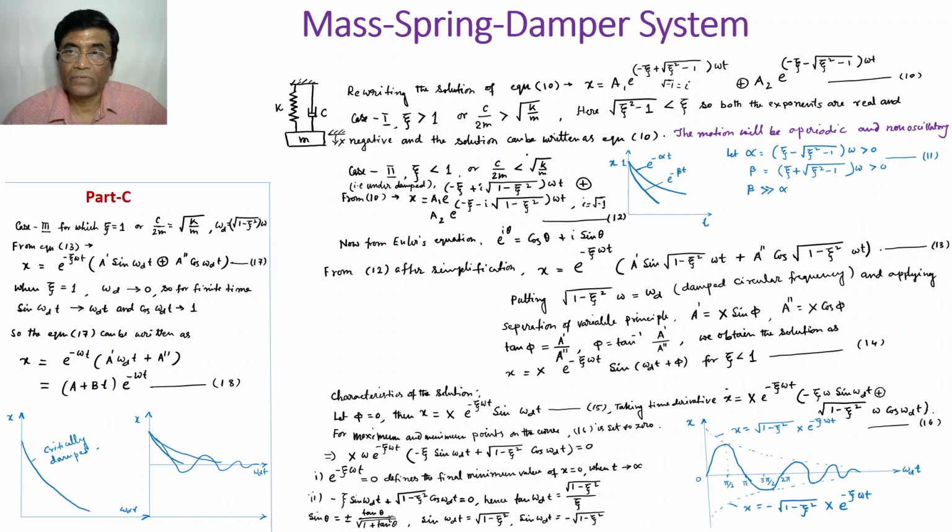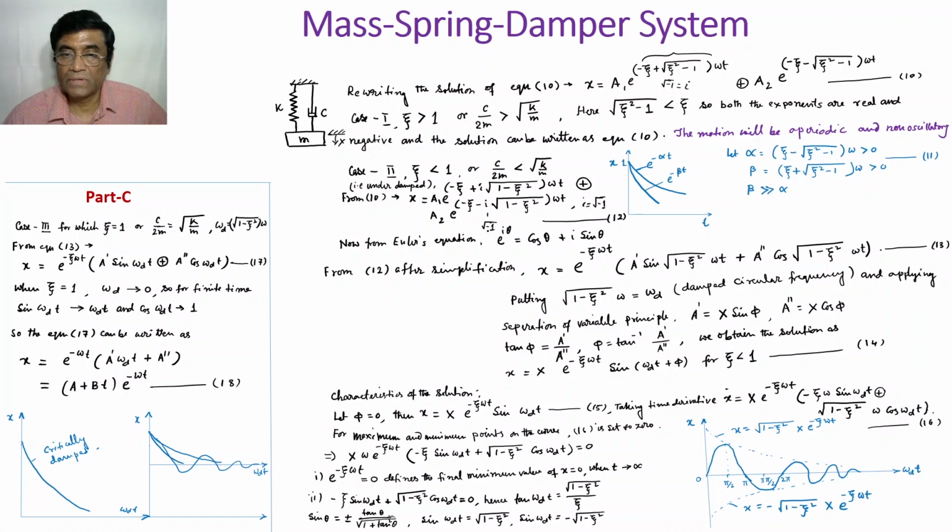the underdamped solution: minus zeta plus i, which is root over of minus 1, and taking the minus common, 1 minus zeta square times omega t. Clear? Plus a2 e to the power minus zeta minus, same thing, you bring i, which is root over of minus 1.